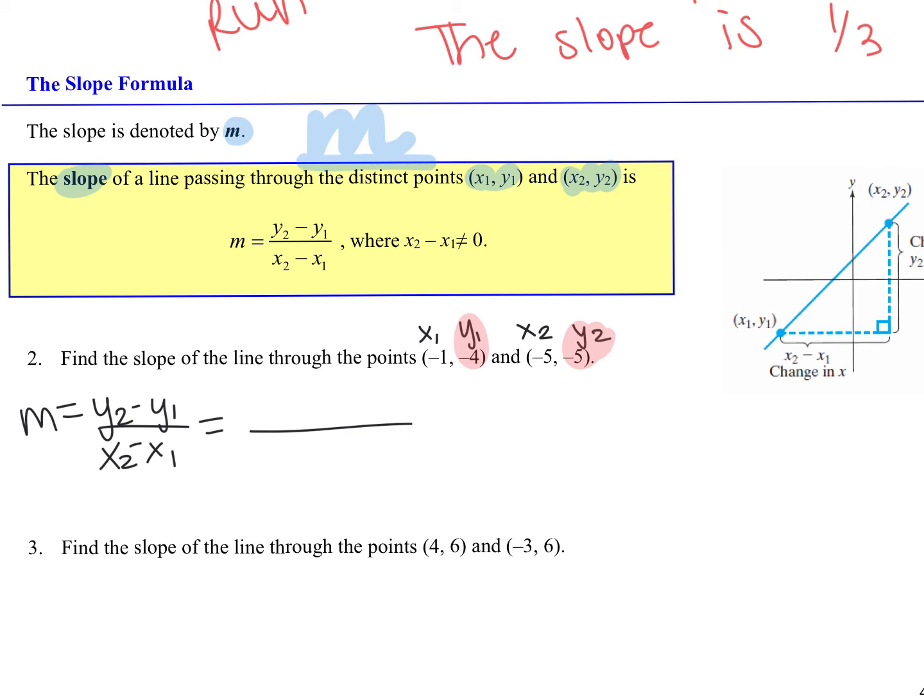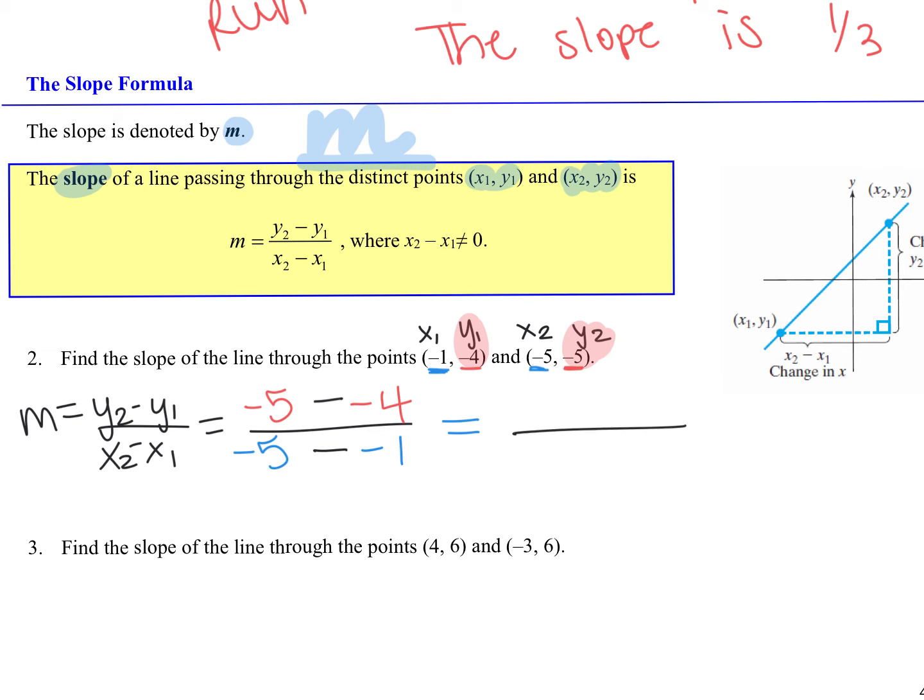And also I would suggest going ahead and putting minuses for the formula. And then I'm going to do this in red for my y's. So y2 is -5 minus y1, which is -4, over x2, which is -5, minus x1, which is -1. Now, if you're very careful, you can type this whole thing into your calculator, especially if you have the fraction key. You can type it all in.